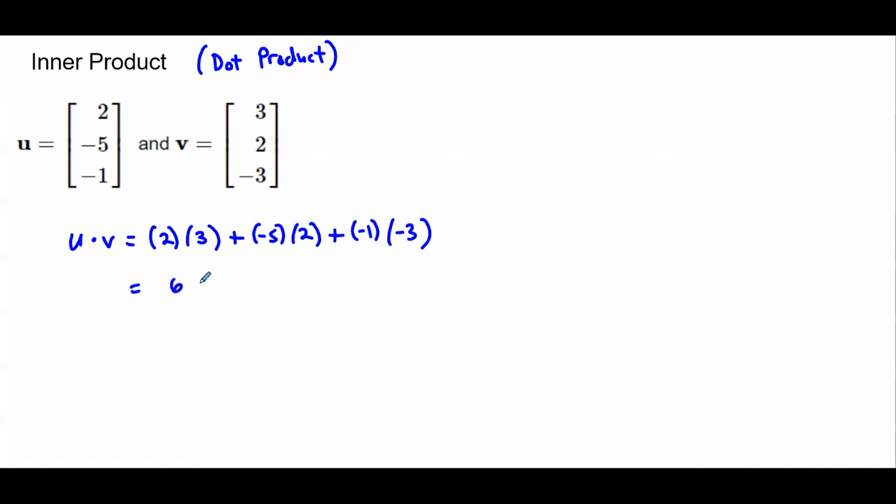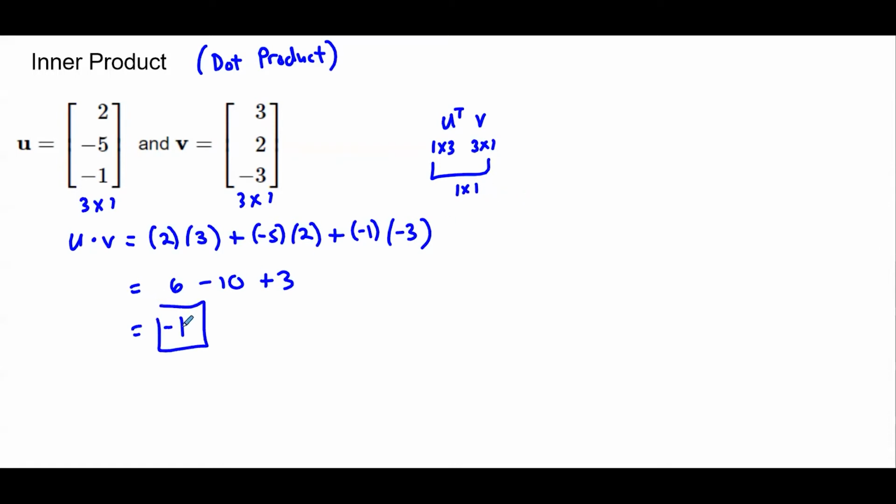So here I get 6, this is negative 10, this is plus 3. It's like this one's negative 1. Now, you could think of this as matrix multiplication. So this is 3 by 1, this is 3 by 1. If I were to multiply U transpose times V, U transpose would be 1 by 3, and V would be 3 by 1, and what you would get would be a 1 by 1 matrix, which in this case is just going to be the single number, negative 1.